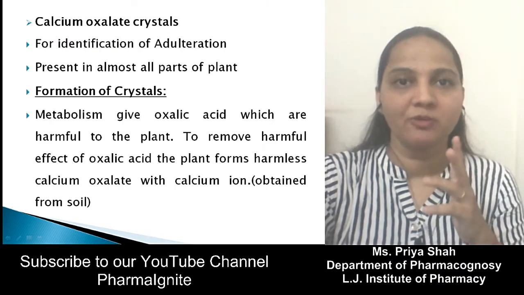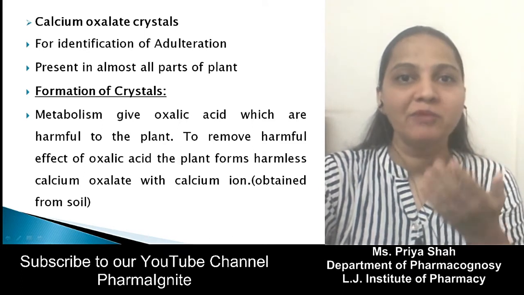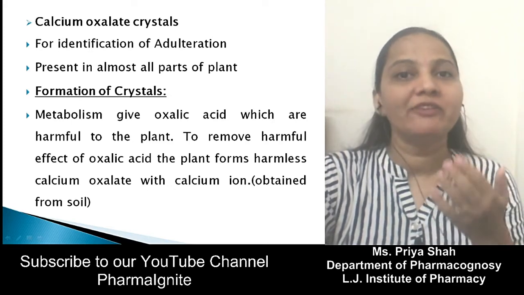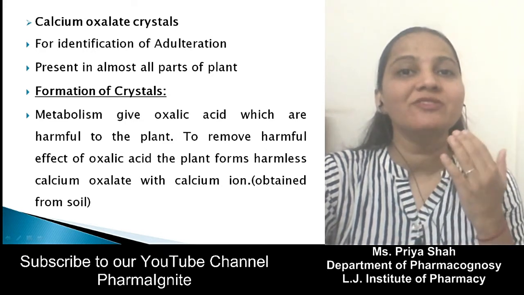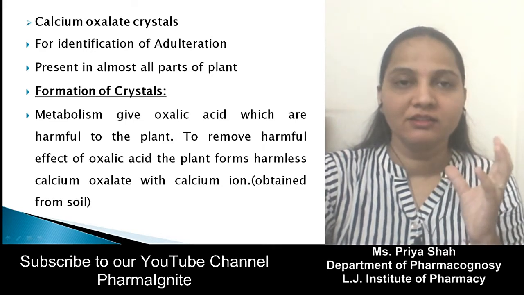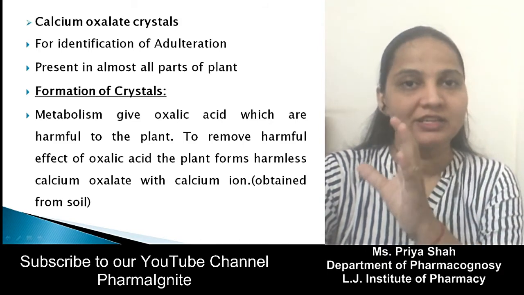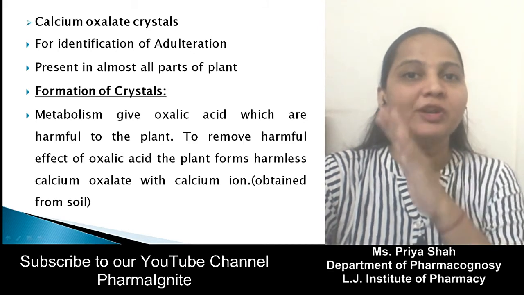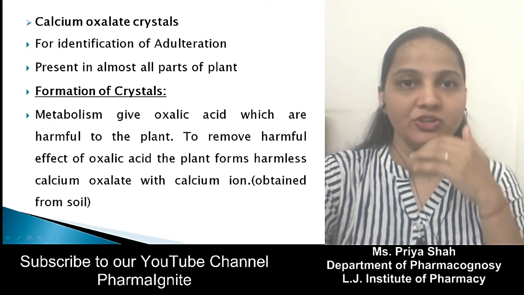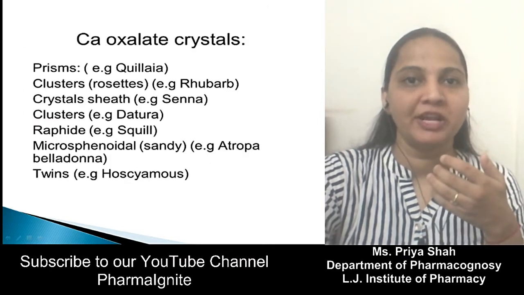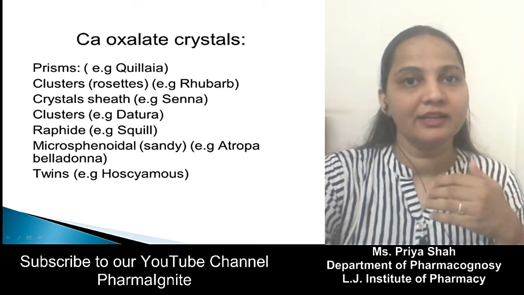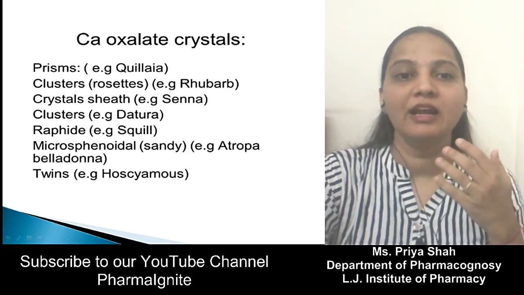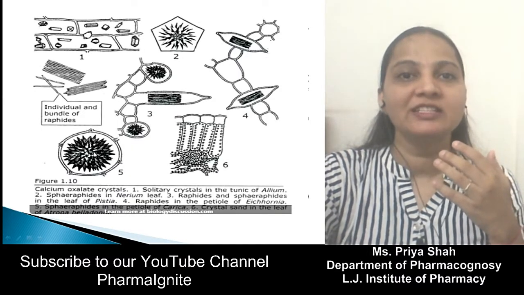And second is the calcium oxalate crystals. Calcium oxalate crystals are a very important character for the identification of the drug. In plant metabolism, oxalic acid is produced, which is very harmful to the plant. So the plant forms calcium oxalate crystals from the calcium absorbed from the soil. It forms a complex, and this complex is very useful for the plant for providing protection. There are different types of calcium oxalate crystals like cluster-shaped, raphides, and prism-shaped calcium oxalate crystals. And these are the diagrams of these calcium oxalate crystals.